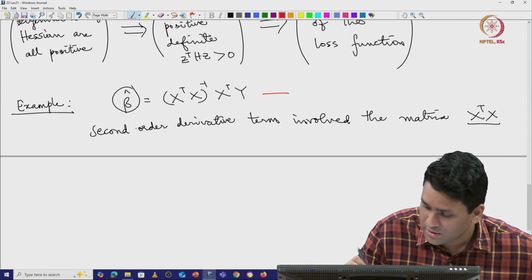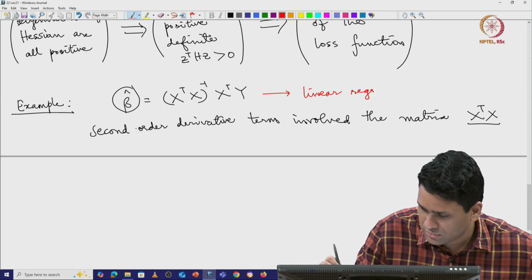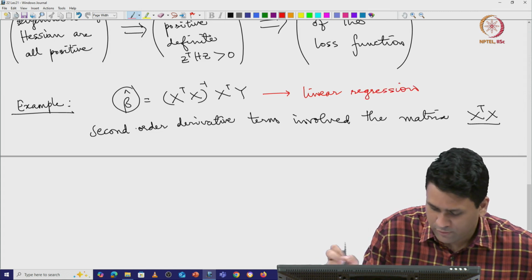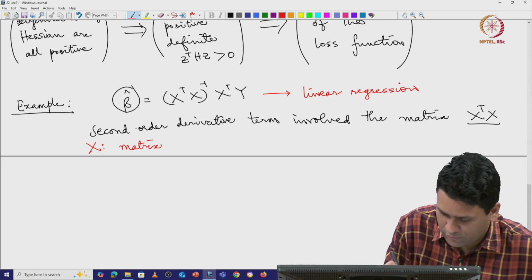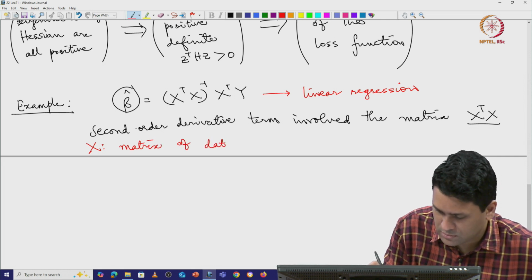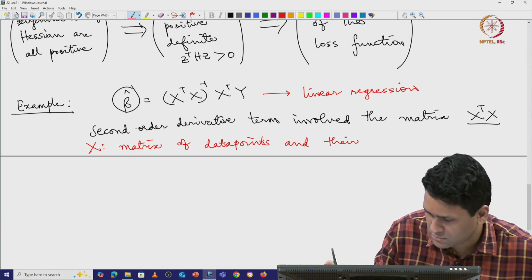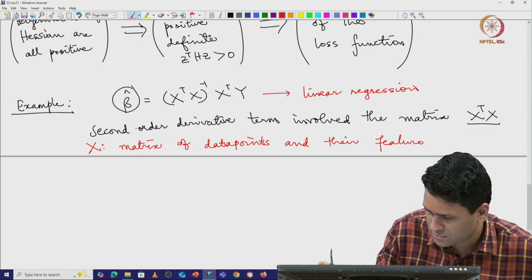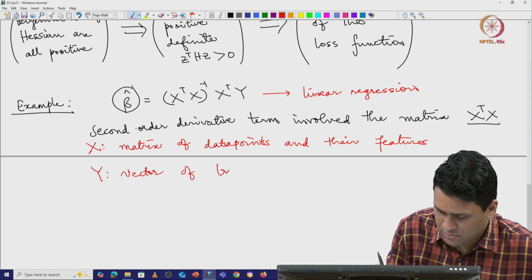So, this was for the case of linear regression, where x was the matrix of data points and their features, and y was a vector of true values.